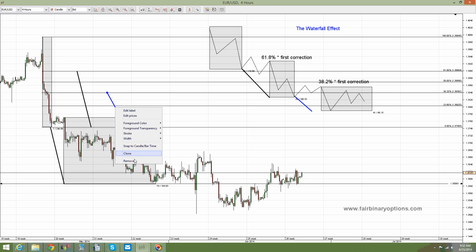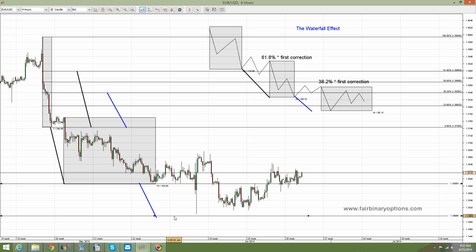If you take this one and project it by the moment that the second correction ends here, we'll have an educated guess about where this would end. As you can see here, it ends at approximately the 135 level, which gives us approximately the bottom for that move to the downside that came. Well, this is technical analysis, this is the waterfall effect, and this is the interpretation.